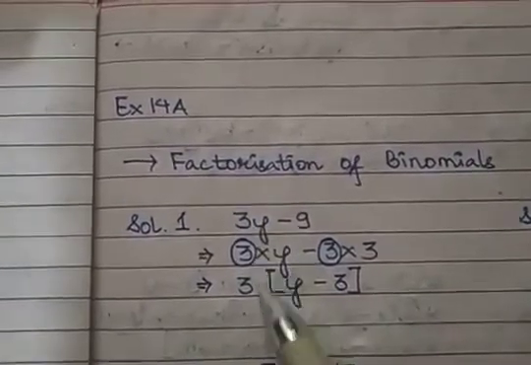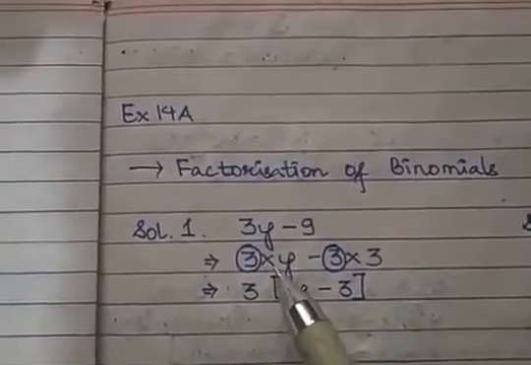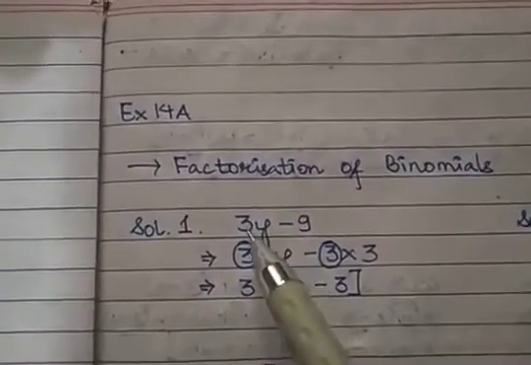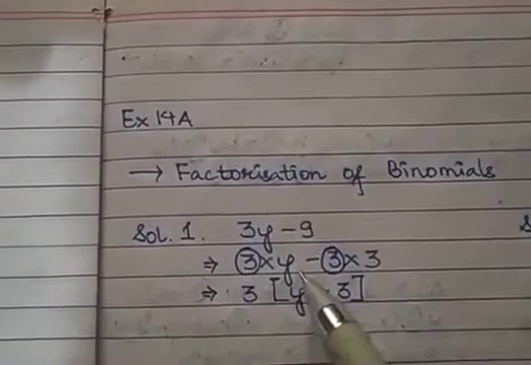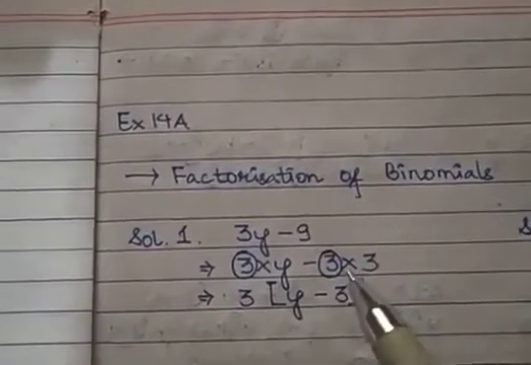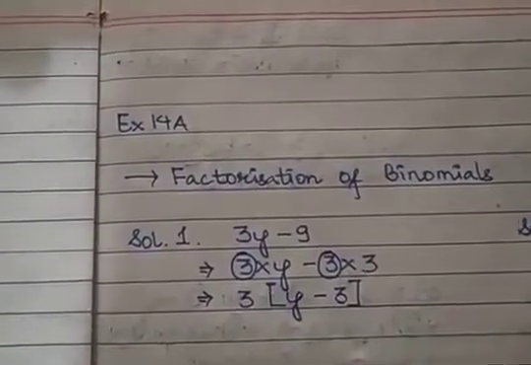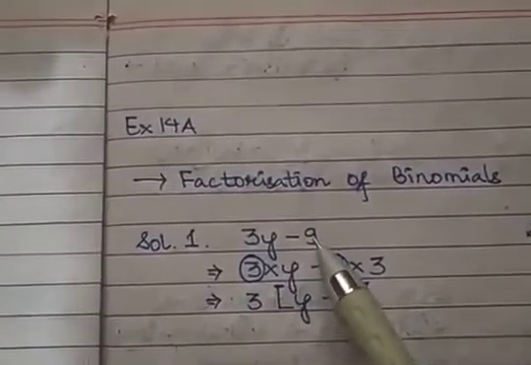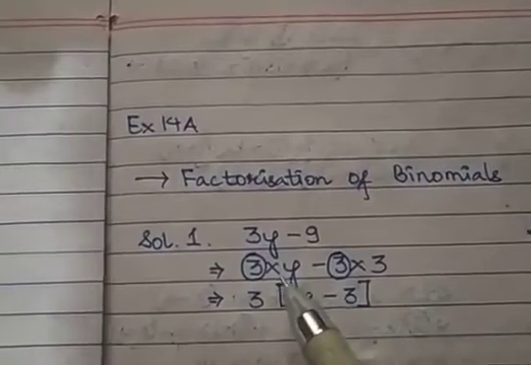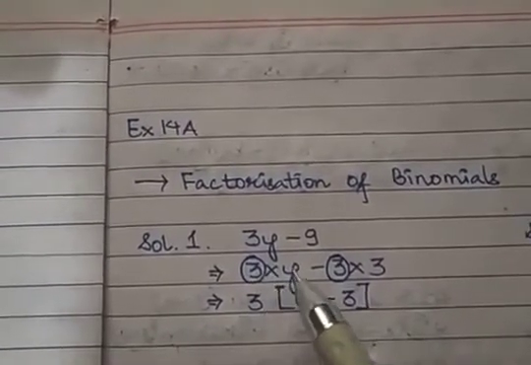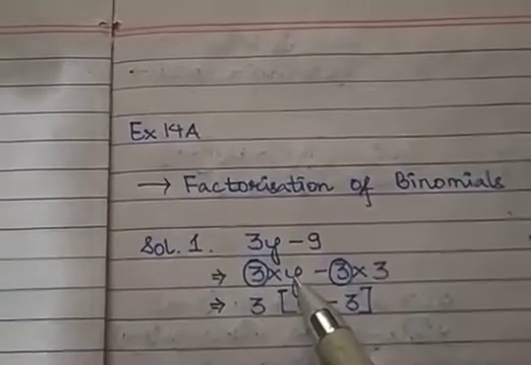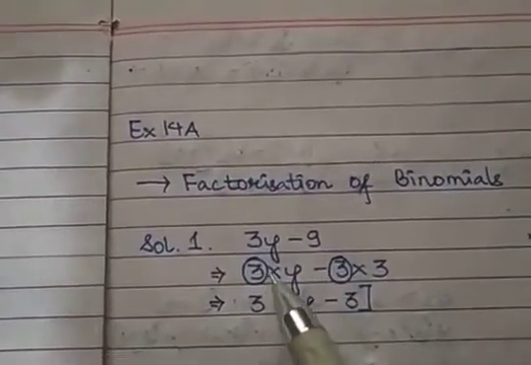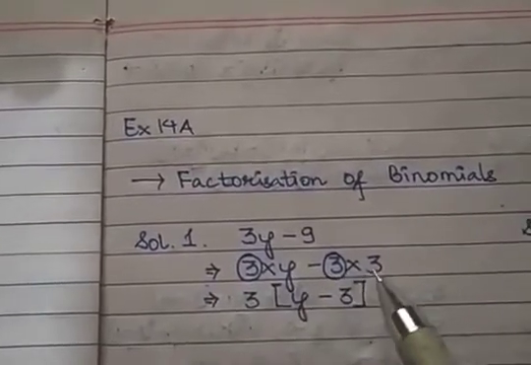So what I've done in the second step is simply written it in the factor form. 3y, I have written as 3 into y. For 9, it's not a prime number, so I have taken the prime factors of 9 as 3 into 3. I haven't changed anything. In the second line, I have simply taken out the factors of the first term and the second term, so 3 into y minus 3 into 3.